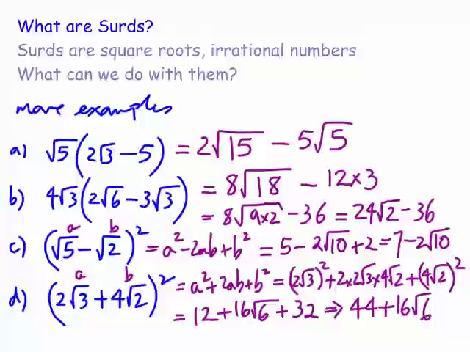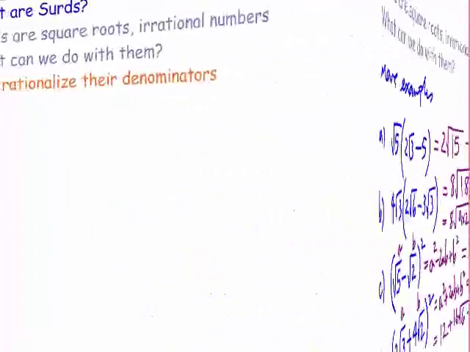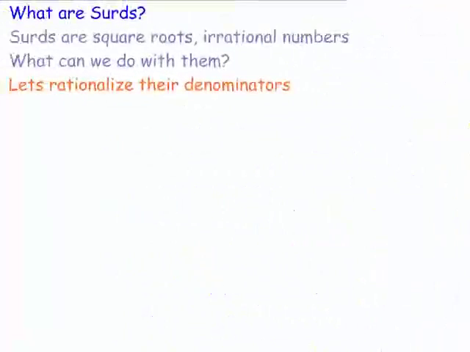Well now we'll just move on to the last little section called rationalising the denominators. We're now going to rationalise some denominators. First of all, what is the denominator? Well, that's the bottom part of the fraction. Remember, the top's the numerator and the bottom's the denominator.